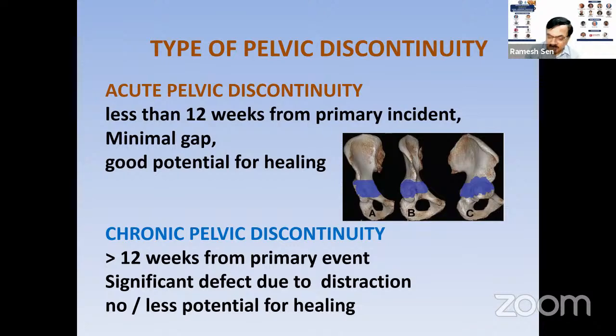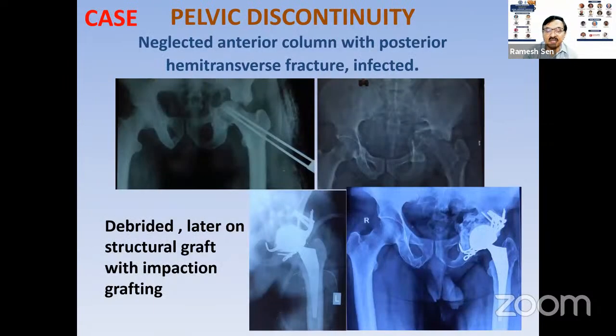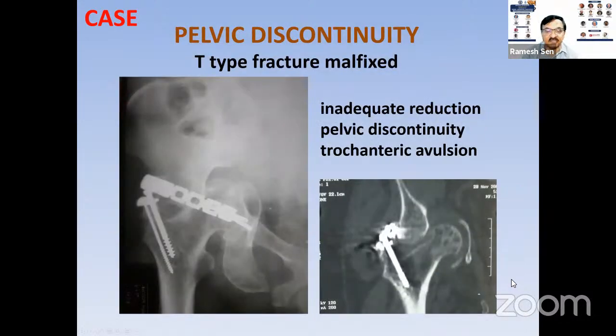Now, there will be some cases where there will be a discontinuity, a kind of a non-union, which will require some kind of a cup cage reconstruction, like this case. Here you can see this was a kind of situation. Patient had come with an infection. We did debridement, cleaning, waited for 2-3 months, and thereafter we used a reconstruction, a lot of graft, and a cage along with it, and we could reconstruct like this.